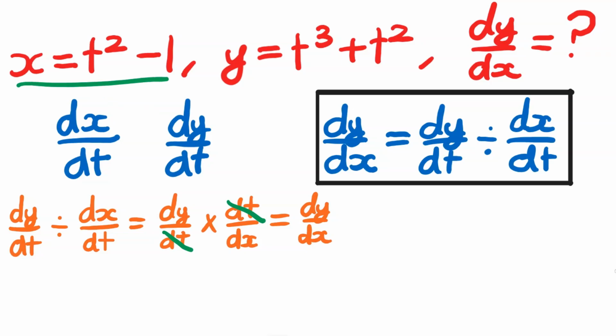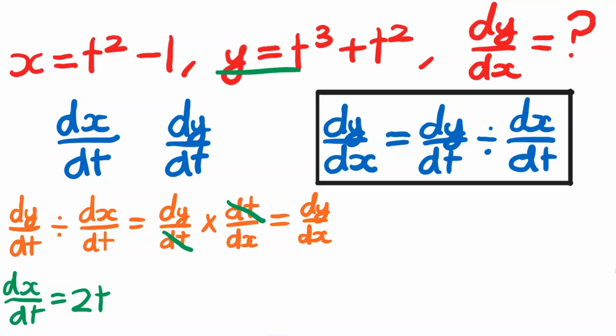So if we look at this particular example, if we first differentiate this here to get dx over dt, it's going to be t squared differentiated, which is going to be 2t, and then minus 1 is just a constant, so that would just go away when differentiated. And then if we differentiate this here to get dy over dt, it's going to be t cubed differentiated, which is 3t squared, and then t squared differentiated, which is 2t.